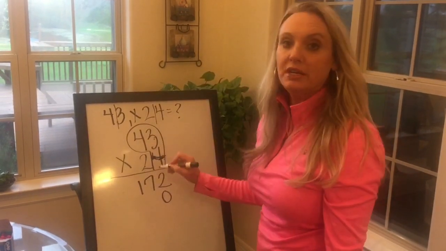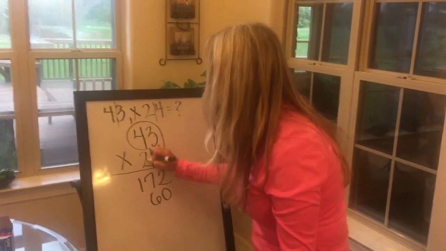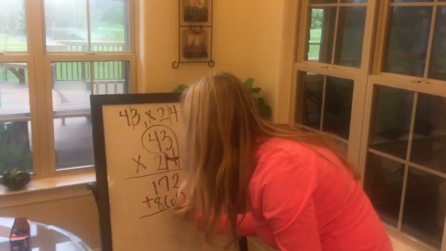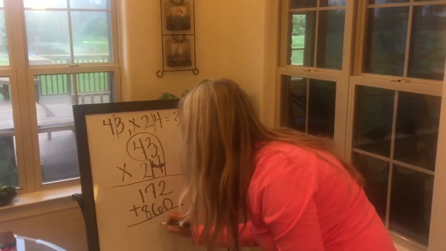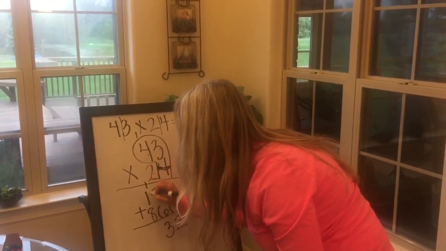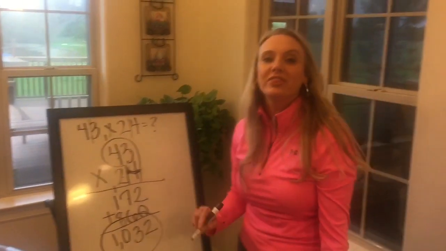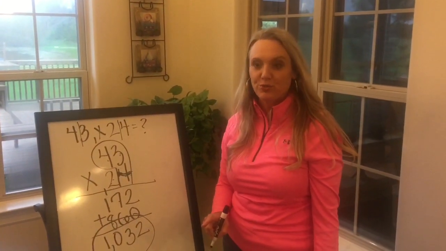2 times 3 is 6. 2 times 4 is 8. 2, 7 and 6 is 13. 8, 9, 10. I get 1032.